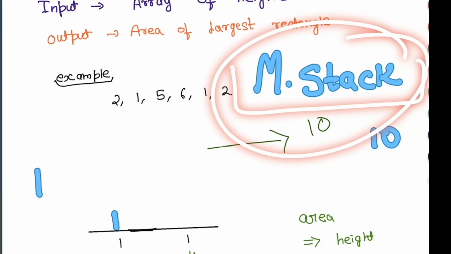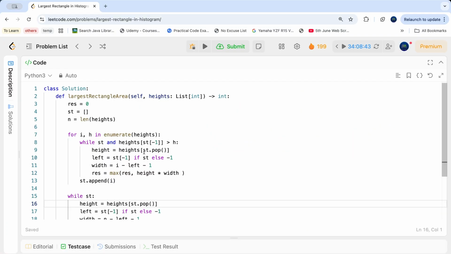Monotonic stack is all about storing increasing data. Now let me try to explain the code for this particular problem. Simply, you can store the value of result as 0 initially, then create a stack which is empty, and the value of n, which is the length of heights, the number of bars or heights you have.